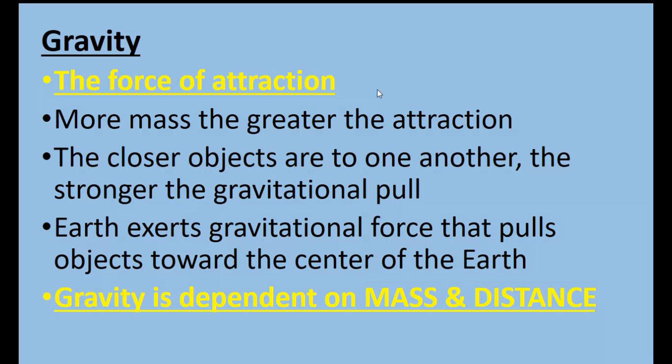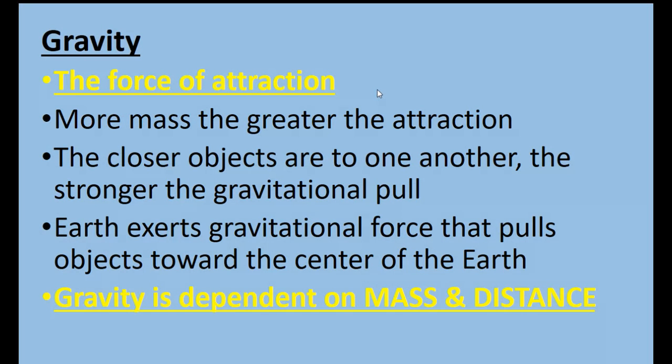So yes, the sun has more mass. Therefore, it's going to have a greater gravitational force. And that is why the planets in our solar system revolve around the sun, because it has a greater mass. Therefore, its force of attraction is greater. So every planet in our solar system is attracted to the sun because it has more mass. The closer objects are to one another, the stronger the gravitational pull.